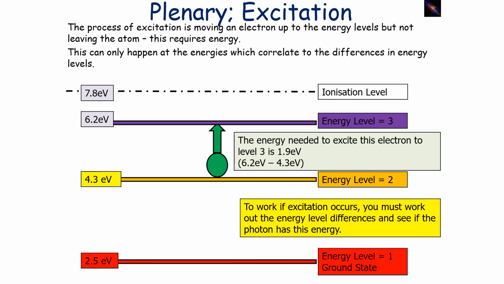Now to work out if excitation occurs, you've got to look at the energy level differences and see if the photon has that exact energy level difference. Remember, with an electron, you don't need that exact energy level difference, it's only a minimum value.